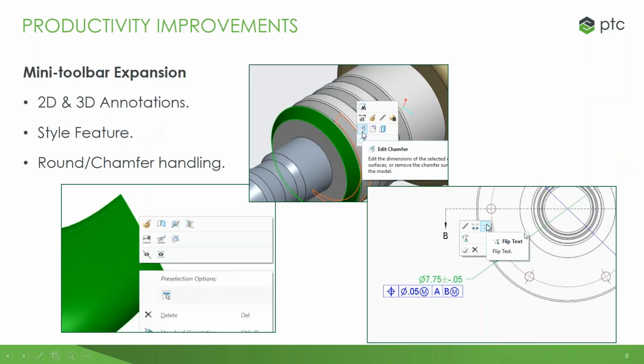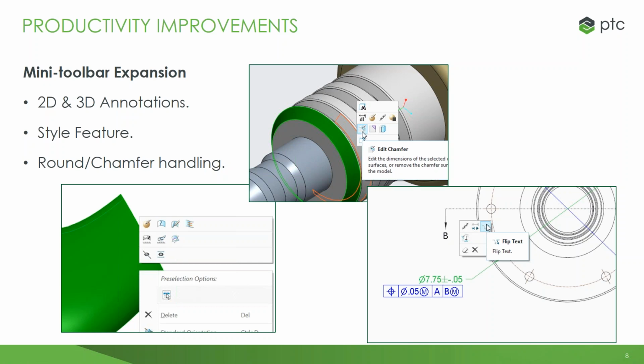The mini toolbar has also been expanded as well. We continue to add more 2D and 3D annotations. So now if you right-click right within your graphics area, you're going to be prompted a corresponding text geographic, so you can locate or click parts much easier.